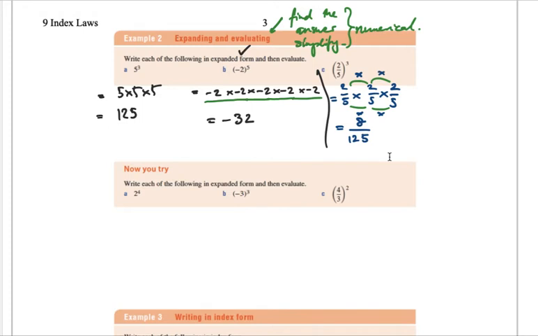Pause the video now, have a go at the your turns, and then see if you got the answer right. The your turns are going on now. So we've got 2 times 2 times 2 times 2. Give yourself a tick if you've got that. And that's 4 times 4, which is 16. Give yourself a tick if you have that.